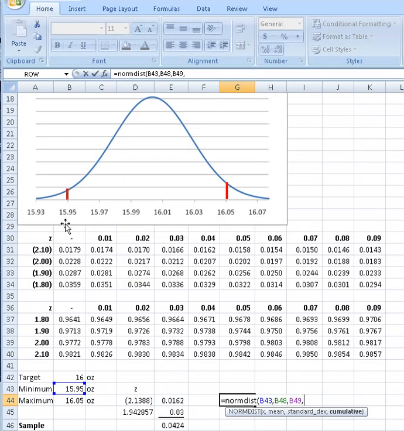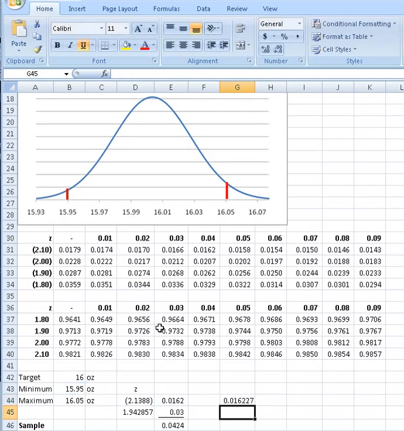We want the cumulative, which gives us the value of the area under the curve up to that point. So I'll put in a 1. And that gives us 0.016227, which is pretty darn close to 0.01622. Not exactly the same, but close.